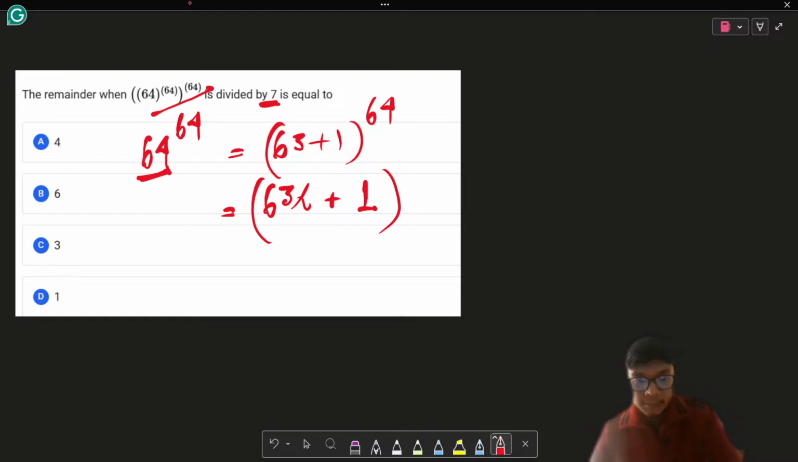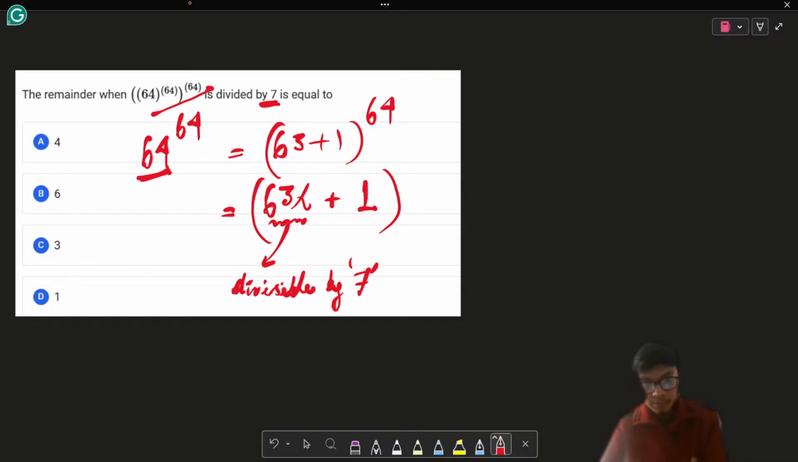So now what we observe is that these 63 terms are all divisible by 7. Okay, so these particular terms are all divisible by 7. So we will have the remainder as 1 over here, right?